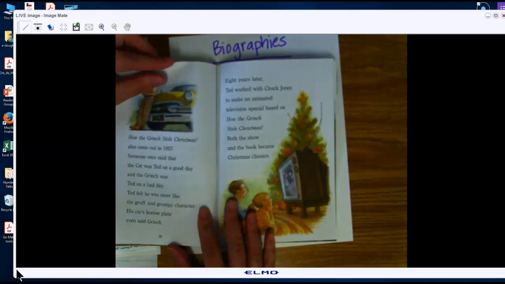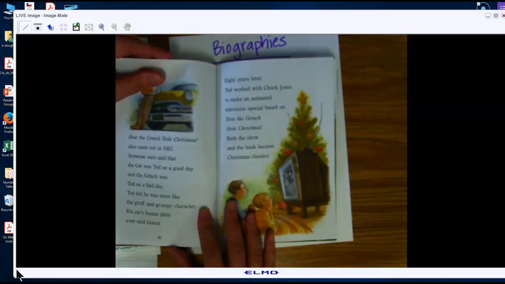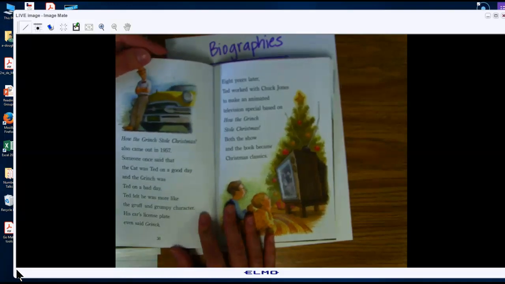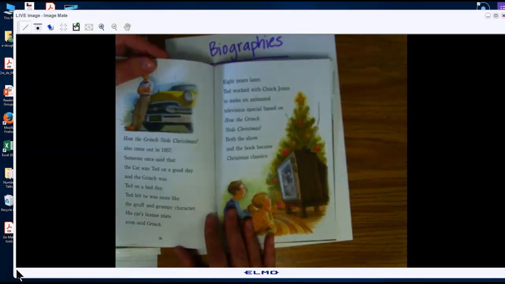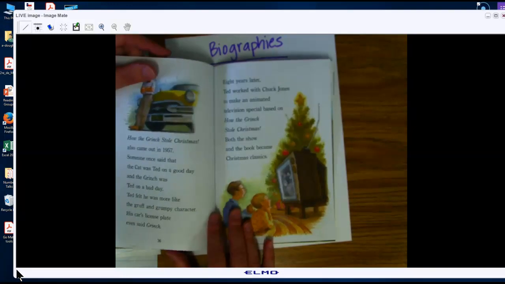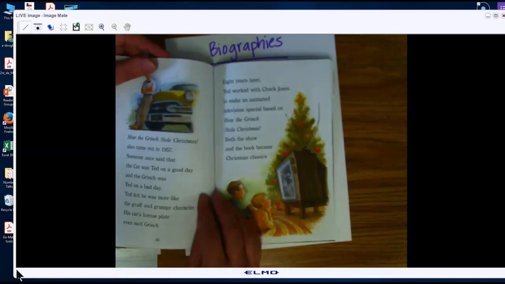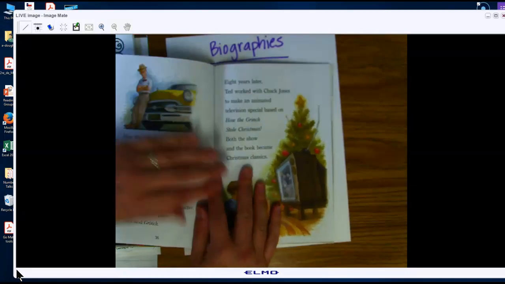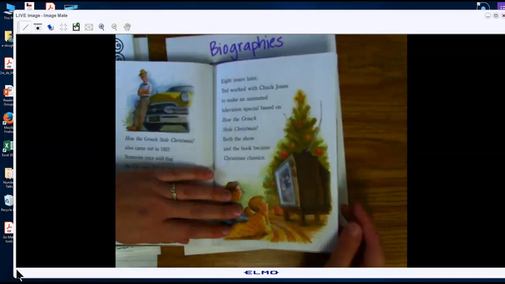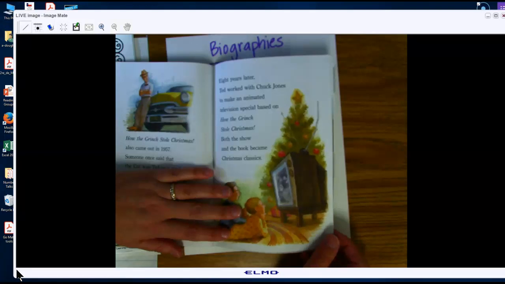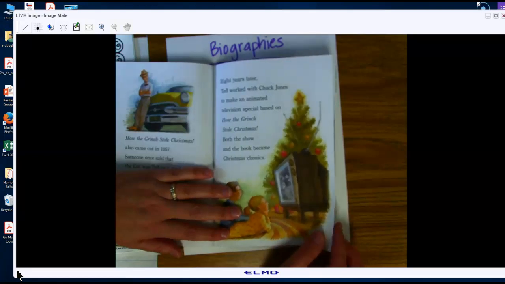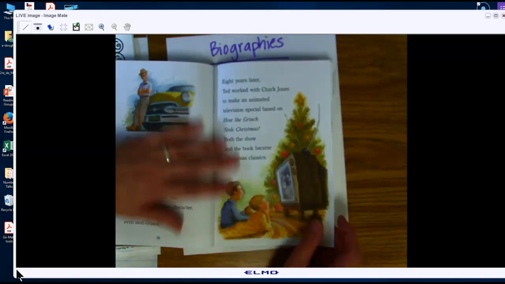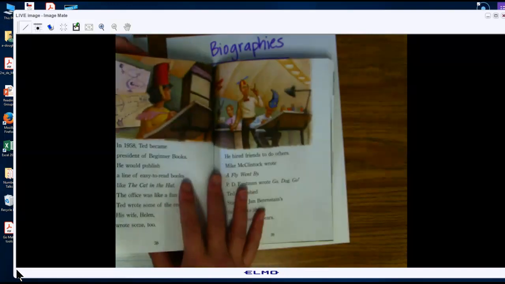How the Grinch Stole Christmas also came out in 1957. Someone once said that the cat was Ted on a good day, and the Grinch was Ted on a bad day. Ted felt he was more like the gruff and grumpy character. His car license plate even said Grinch on his car. 8 years later, Ted worked with Chuck Jones to make an animated television special based on How the Grinch Stole Christmas. Both the show and the book became Christmas classics.